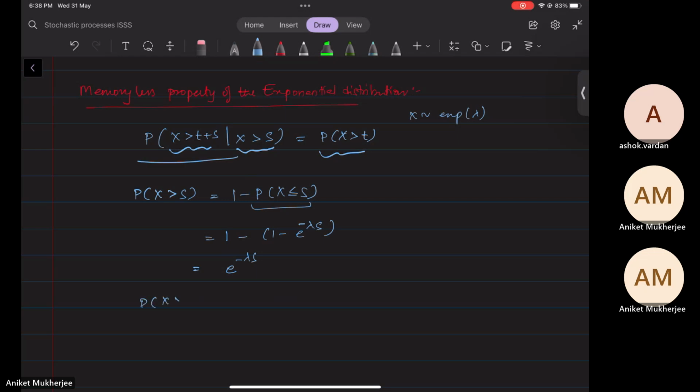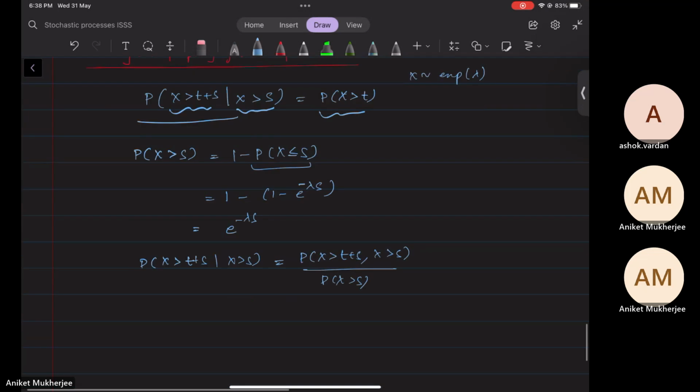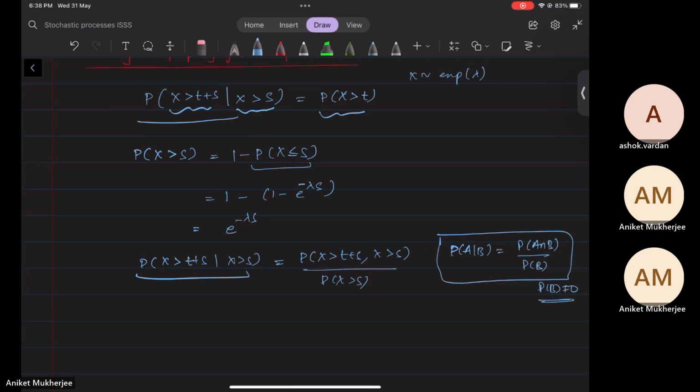So the probability of X greater than t plus s, given X greater than s, is equal to the probability of X greater than t plus s and X greater than s, divided by the probability of X greater than s. This is the conditional probability. The conditional probability of A given B, for two events, is equal to the probability of A intersection B divided by the probability of B, given that the probability of B is not equal to 0. This is how conditional probability is defined.